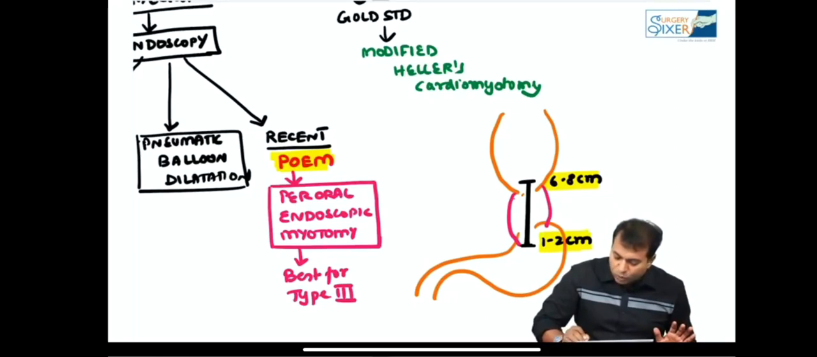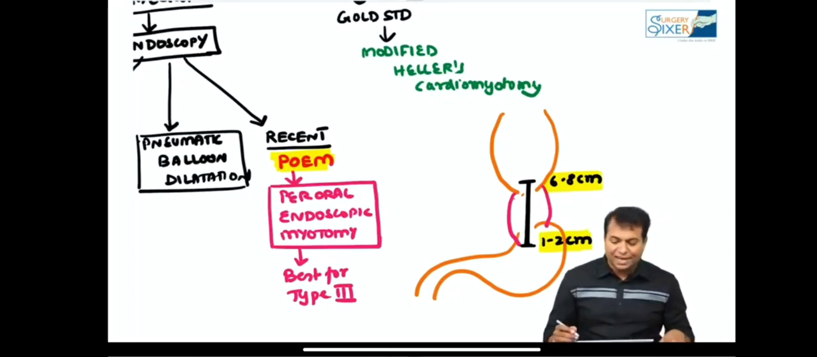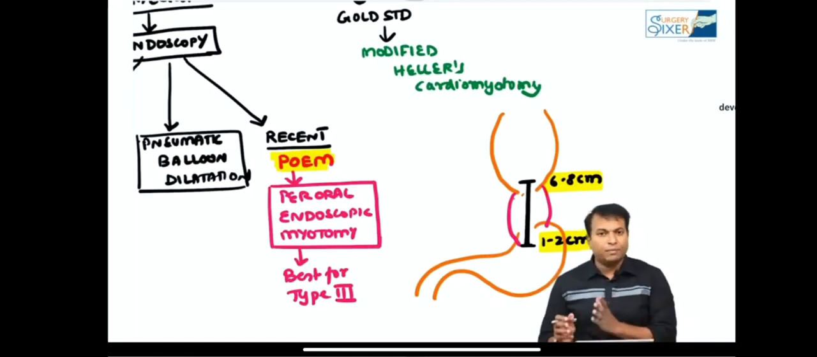So please remember, this value, 1 to 2 cm below the O junction, 6 to 8 cm above the O junction, is not asked for PG entrance exam, but is asked in super specialty. So with the upcoming next pattern and all, we can get more depth questions. So I wanted to tell you this.